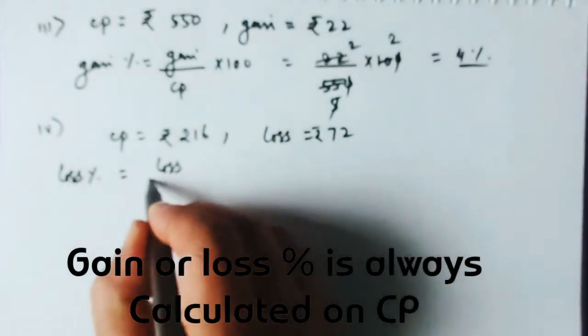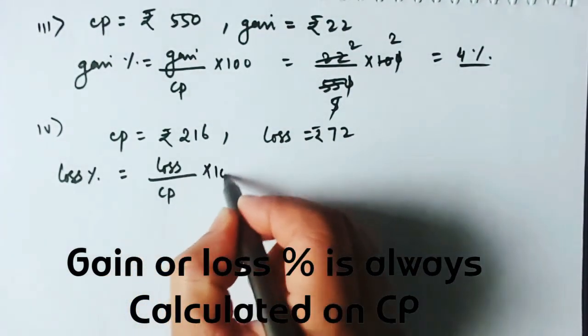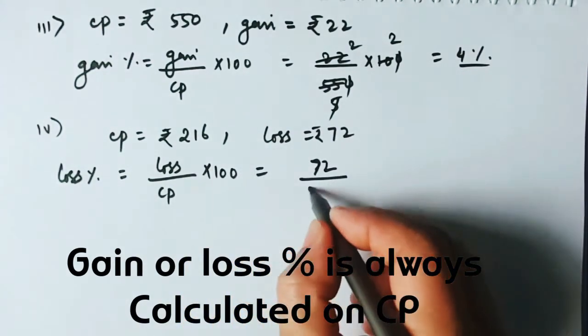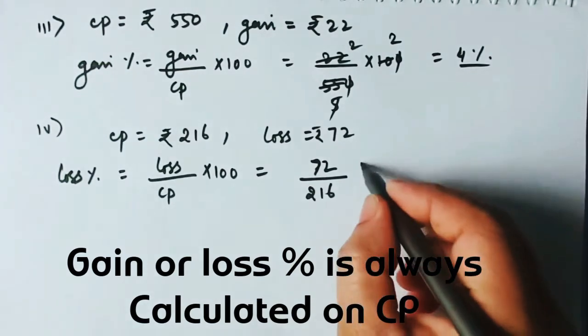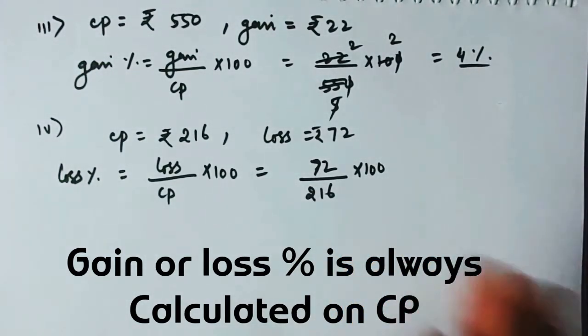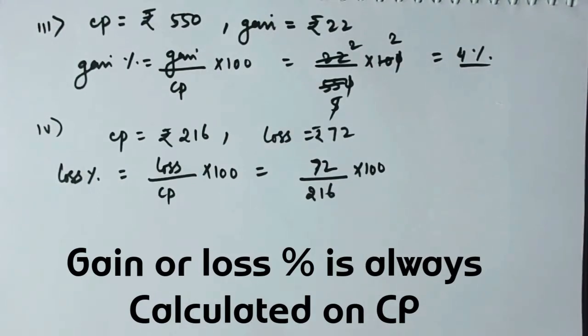तो आ जाइए, loss by cost price into 100. Loss कितना? 72. CP how much? 216 into 100. Simple. Loss by CP into 100. How much will you get? You do some cancellation work. So what are you going to get?